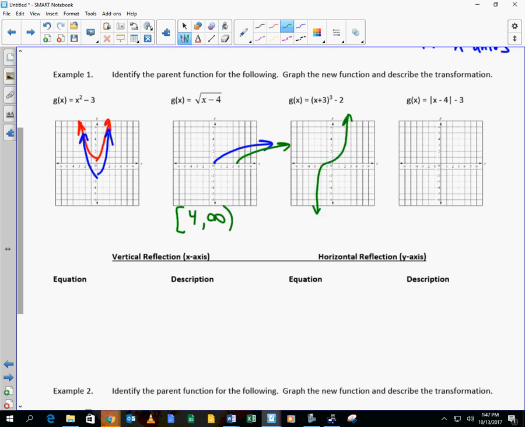What is the transformation? Very good. Left 3 and down 2. I'm not asking for perfect graphs. I just have to see that it's not a parabola. It's not a square root function. I can be very forgiving. Last one is an absolute value function. What is the minus 4 and the minus 3 going to do? Right 4, very good, and down 3. So I get that.